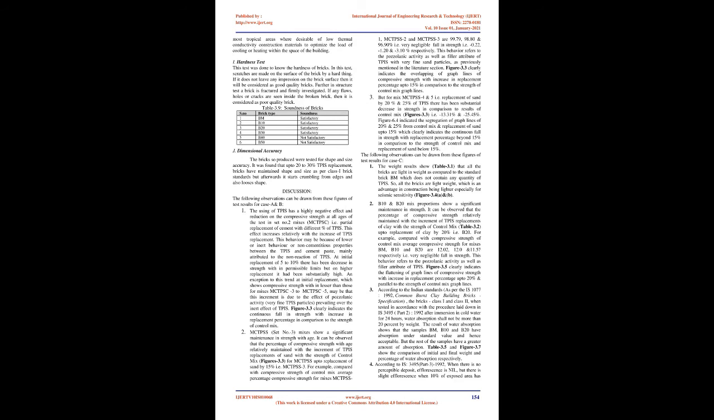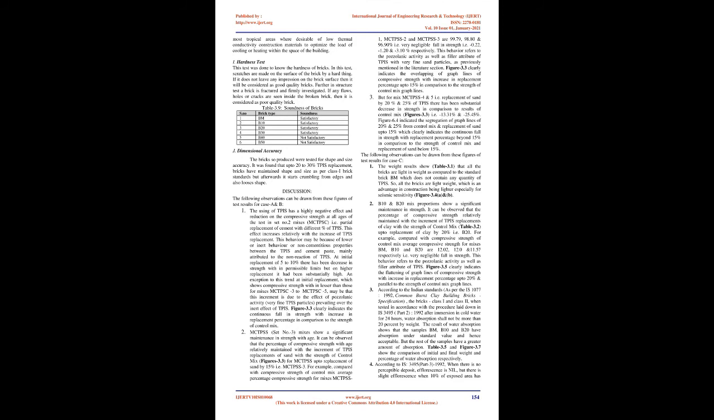3. But for mix MC TPIS 4 and 5, i.e. replacement of sand by 20% and 25% of TPIS, there has been substantial decrease in strength in comparison to results of control mix, figure 3.3, i.e. minus 13.31% and minus 25.45%. Figure 6.4 indicated the segregation of graph lines of 20% and 25% from control mix and replacement of sand up to 15%, which clearly indicates the continuous fall in strength with replacement percentage beyond 15% in comparison to the strength of control mix and replacement of sand below 15%.